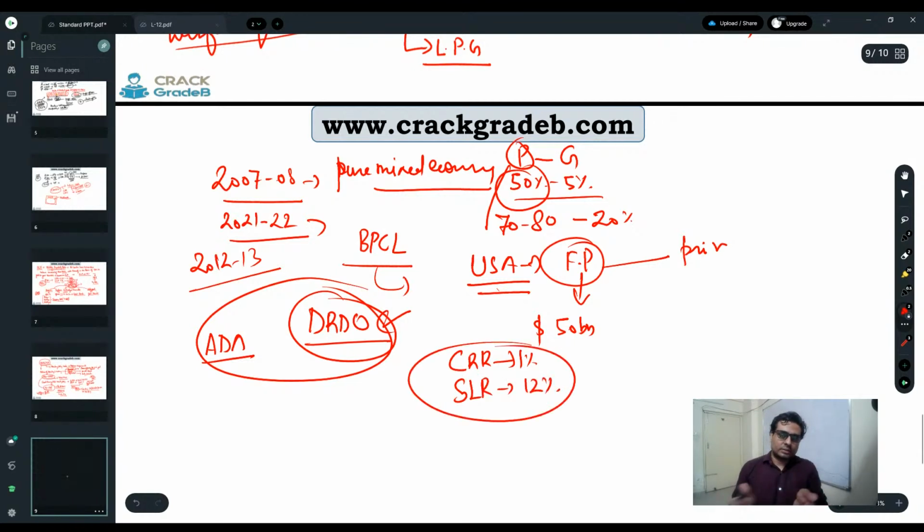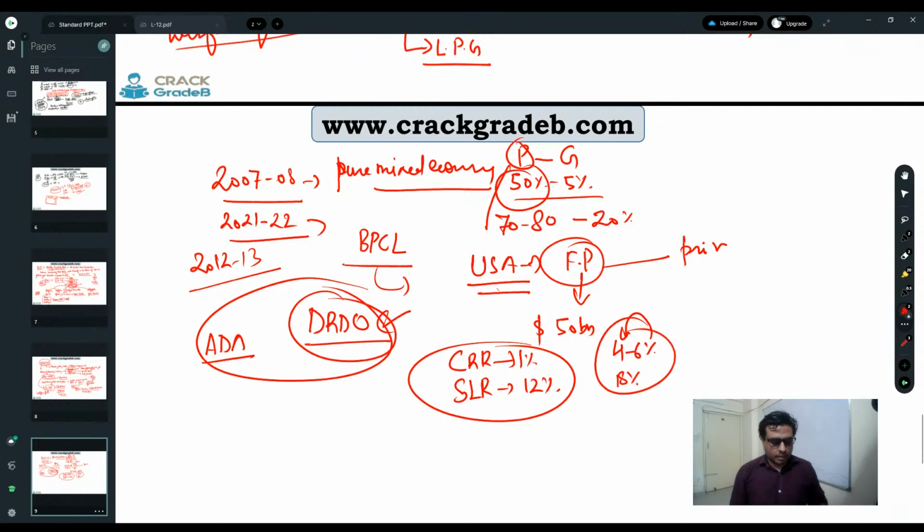But if you look at the last 8 to 10 years, CRR and SLR have more or less been hanging around 4 to 6%, from 6% to 4%, but it is not decreasing further. Even banks are pressuring the RBI to decrease it, and SLR also, but it is not decreasing further.